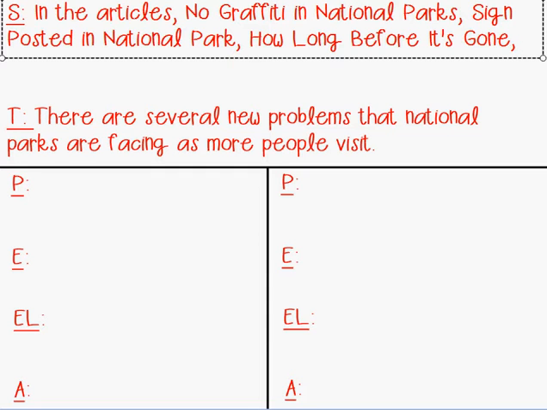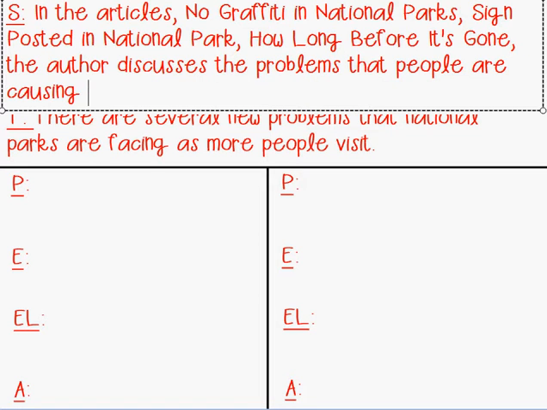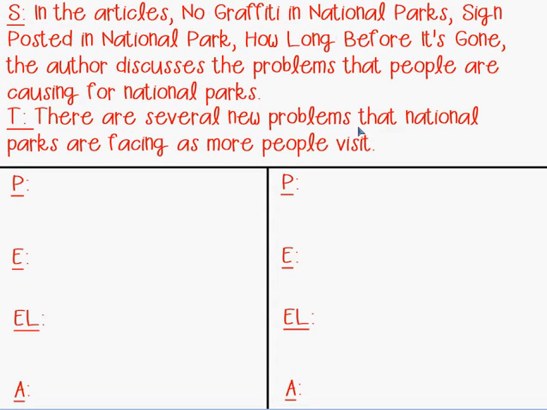The author discusses the problems that people are causing for national parks. Okay, and so now I have my summary. One sentence, what were all 3 of those articles about in one sentence. Okay, and I've made sure I've said the titles of the sources, and I've got that very basic summary of what they were all about.